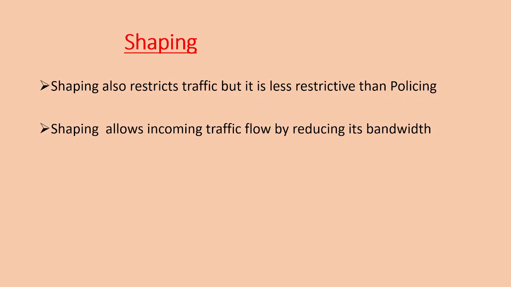And second is shaping. Shaping is also a policy to avoid congestion, to restrict the traffic, but it is a bit lenient policy. It is less restrictive than policing. It means that if it sees any traffic coming to the router interface with more bandwidth, then it will allow the traffic, but it will tell the traffic that you cannot enter the router interface at such a great bandwidth. You have to reduce the bandwidth, say from 2.5 Mbps to 2.1 Mbps.